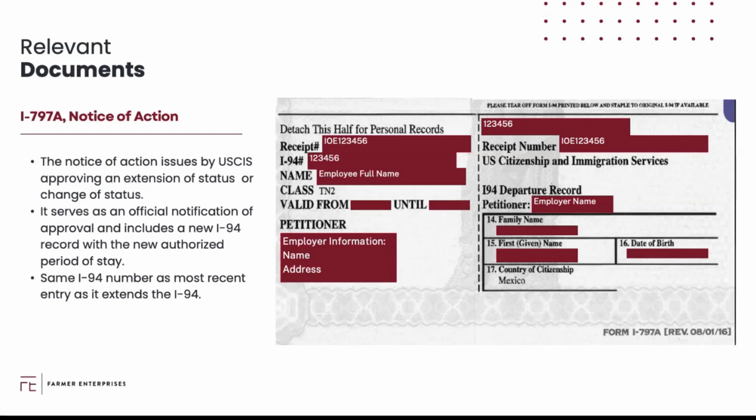So we're essentially extending the previous I-94 that was issued by CBP with USCIS. So you will notice that the I-94 that's attached to the I-797A will have the same record number as the last I-94 that was issued by CBP.